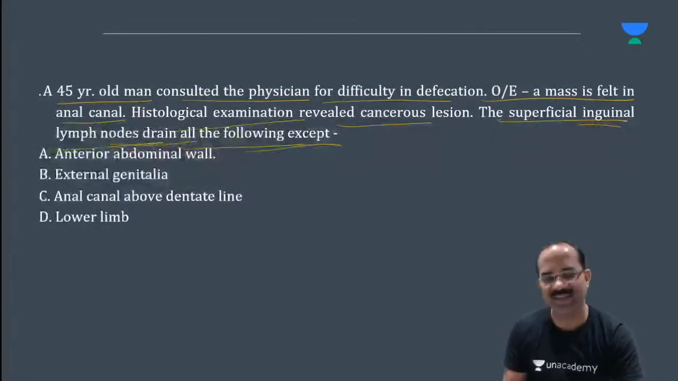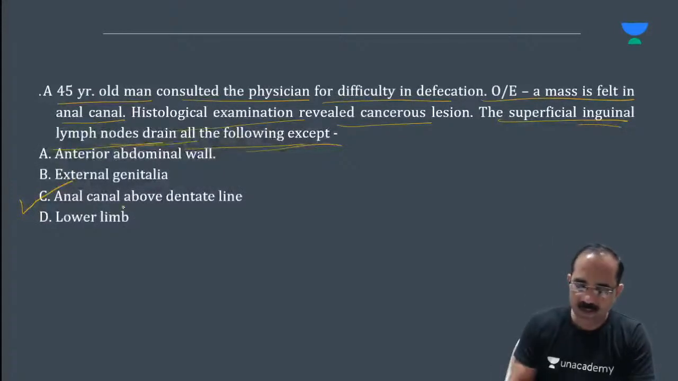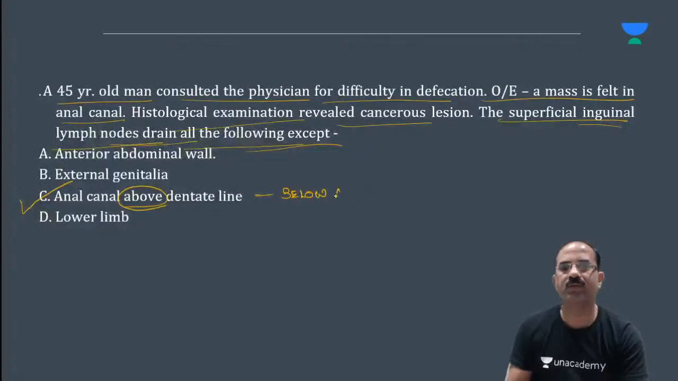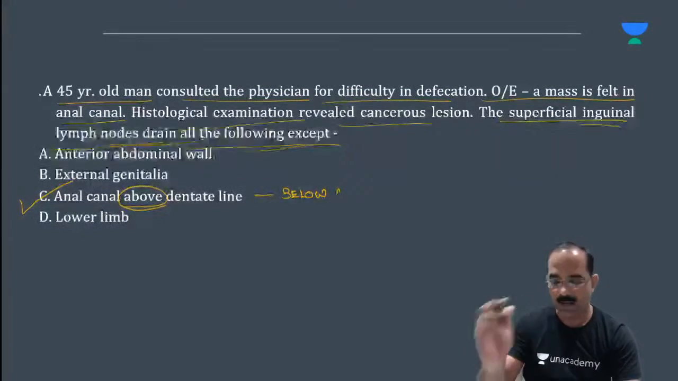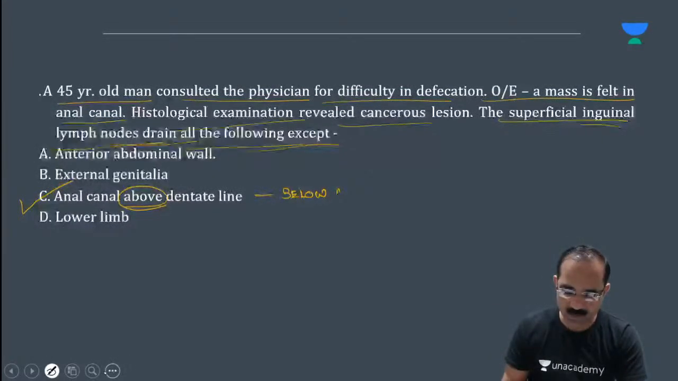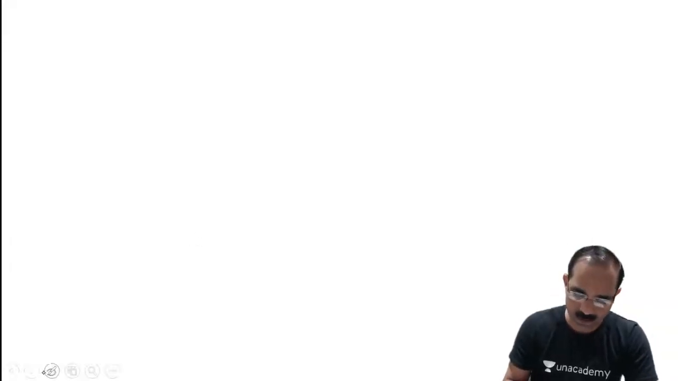Yes, very nice. It drains the anal canal except the anal canal above the dentate line. Anal canal below the dentate line would be drained by what? Superficial inguinal lymph nodes. I'll just tell you this, students, this is extremely important. Superficial inguinal group of lymph nodes, upper medial group. I'm just saying upper medial group, yes, upper medial.